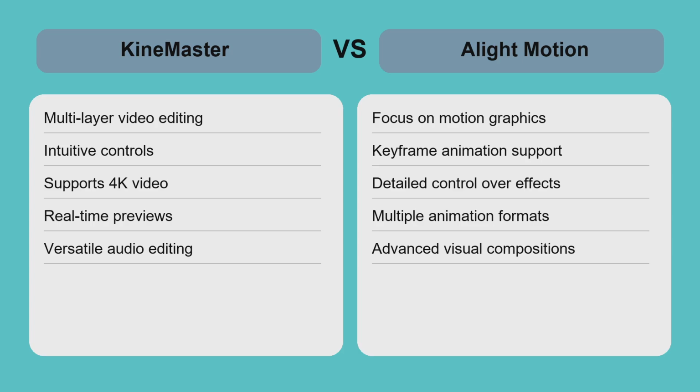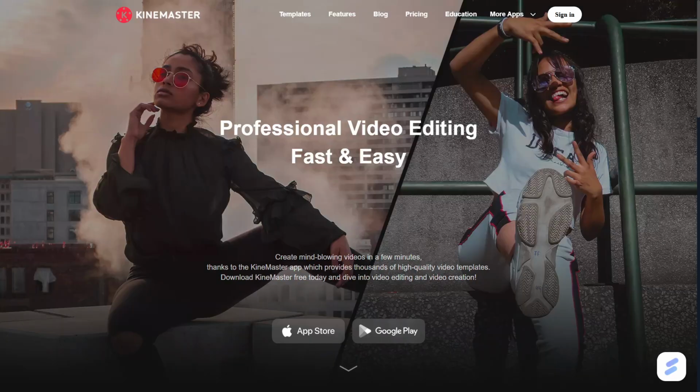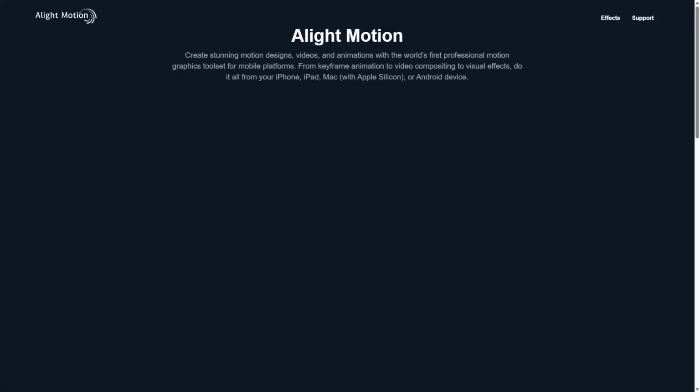Both apps have subscription models for full features, but their free versions are useful for basic tasks with watermarks. The choice depends on whether your focus is editing video content or crafting animated visuals. Choose KineMaster if you want a versatile, easy-to-use video editor with strong multi-layer and audio editing features for fast, polished video production. Opt for Alight Motion if your priority is professional motion graphics and animation on mobile, and you're willing to invest time learning detailed controls.